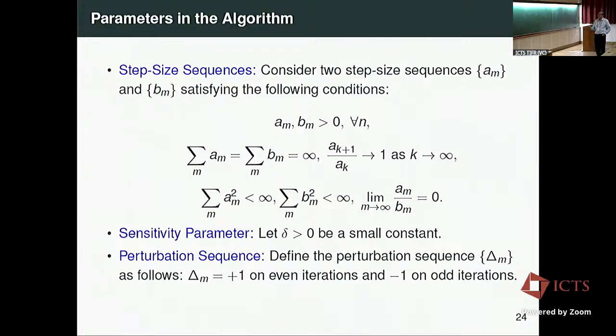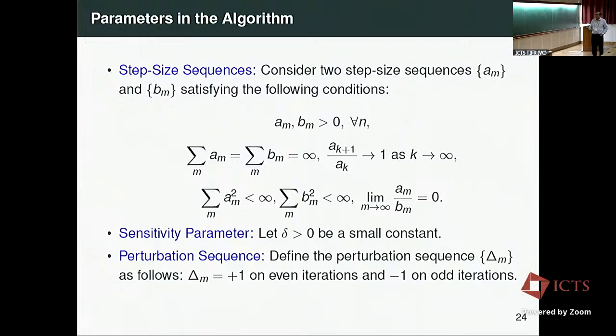Normally, let it be 1 over k^alpha for any alpha lying between 0.5 and 1, or even log k by k and so on. All of those will satisfy this. But in addition, this is the crucial requirement. It requires that the step size a_m goes to 0 at a rate faster than b_m does, which essentially means that the recursion run according to the step size a_m is the slower recursion, while the b_m recursion you can view as the faster recursion.